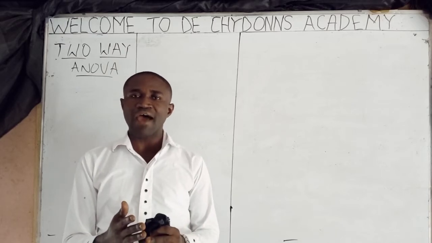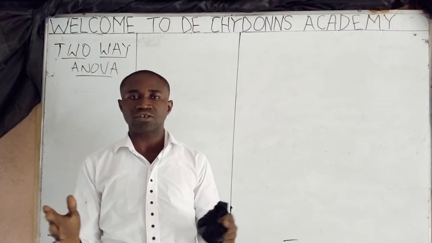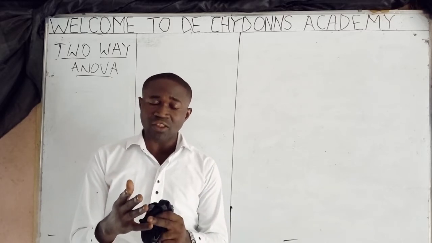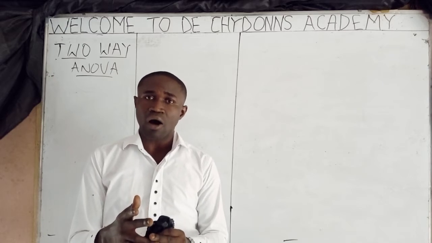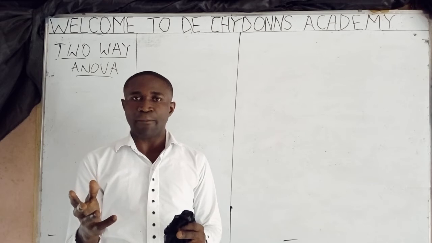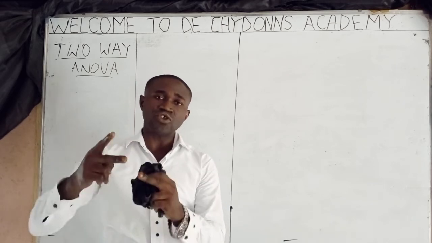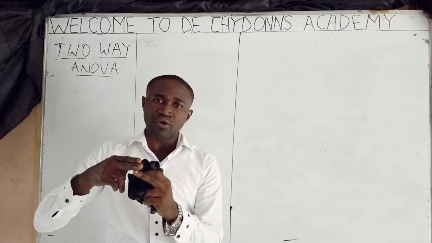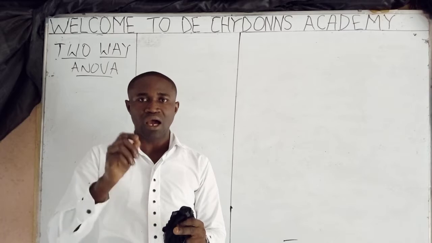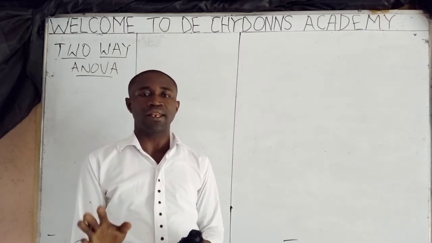If you are to study the effect of age and gender on variations in height, it is an example of what? Two-way ANOVA. So if you are studying the effect of independent variables on dependent variables, you are talking about two-way ANOVA. This two-way ANOVA has a model.